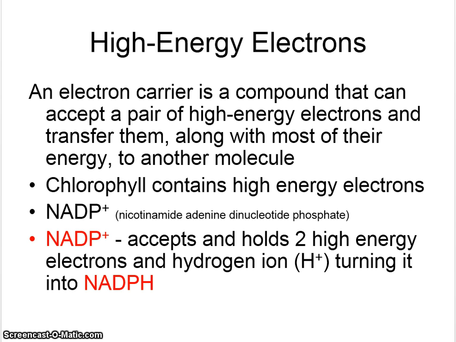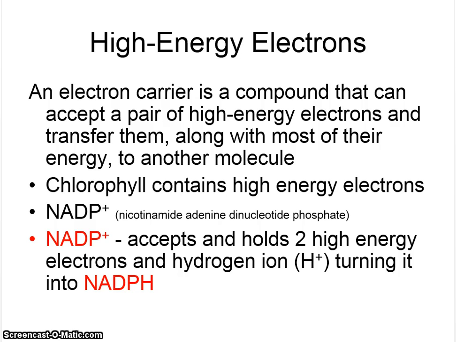So the chlorophyll is absorbing energy from sunlight, and that energy is in the form of electrons. So an electron carrier is a compound that accepts the high energy electrons and transfers them to another molecule within the cell, within the plant. So chlorophyll contains the high energy electrons, and those are in the form of NADP. And you will not need to know that big long name. You just need to know NADP.